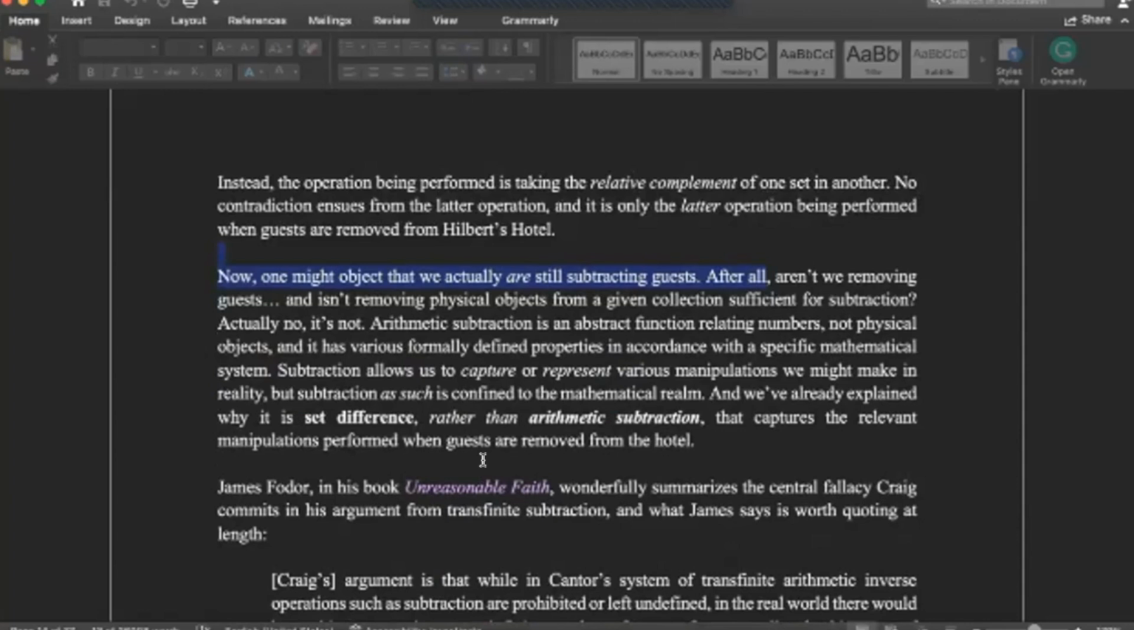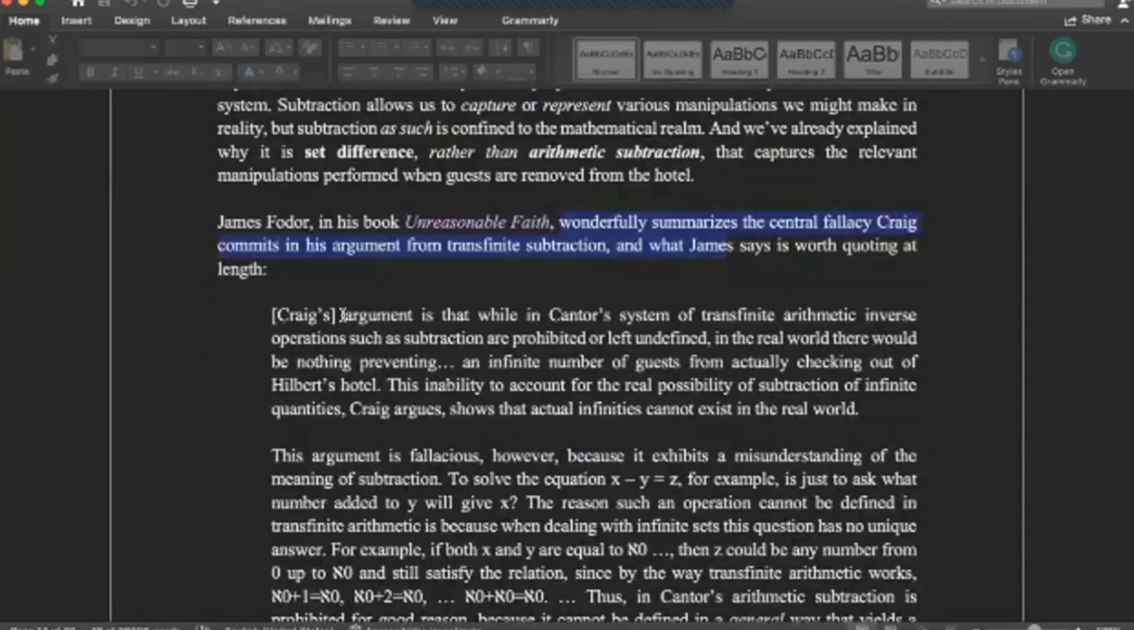Now, James Fodor, in his book Unreasonable Faith, wonderfully summarizes the central fallacy Craig commits in his argument from transfinite subtraction, and what James says is worth quoting at length. Craig's argument is that while in Cantor's system of transfinite arithmetic, inverse operations such as subtraction are prohibited or left undefined, in the real world, there would be nothing preventing an infinite number of guests from actually checking out of Hilbert's hotel. This inability to account for the real possibility of subtraction of infinite quantities, Craig argues, shows that actual infinities cannot exist in the real world.